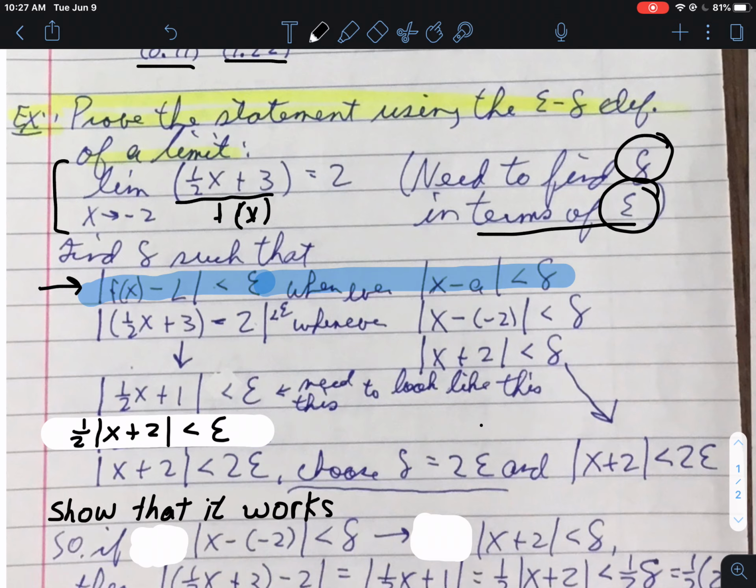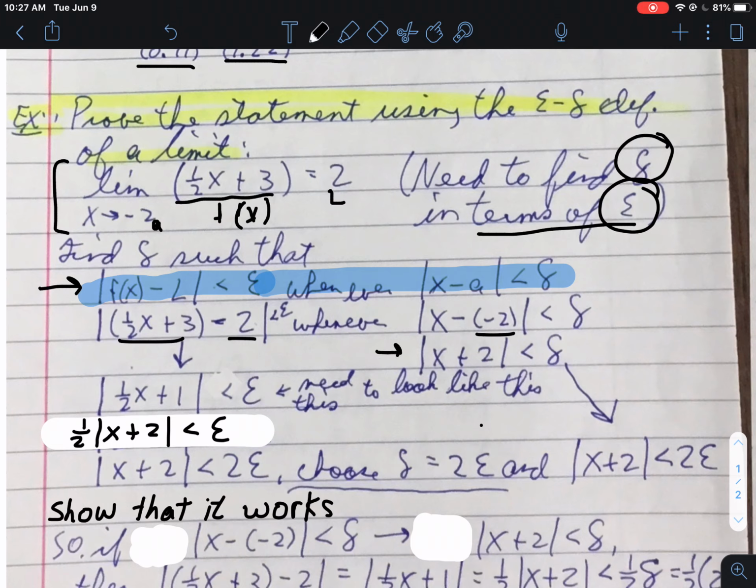So the distance between f of x and L, what is L? Whenever the absolute value of x minus a is less than delta. Right. So the distance between f of x and L is less than epsilon whenever the distance between x and a is less than delta. And then on this side, I just went ahead and rewrote that first as the absolute value of x plus 2 is less than delta.